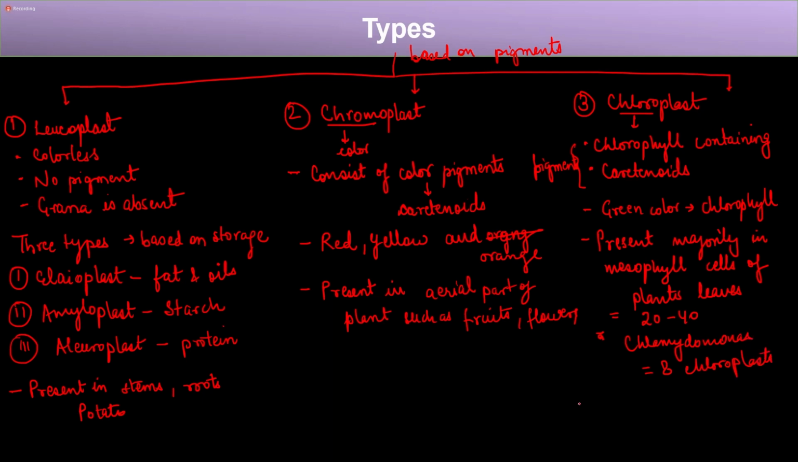Also, the shape of chloroplasts varies. They can be discoid, oval, or star-like. So based on the type of cell, the shape, size, and number of chloroplasts vary. We have seen the three types of plastid: leucoplast, chromoplast, and chloroplast. Now we'll see chloroplast in detail.